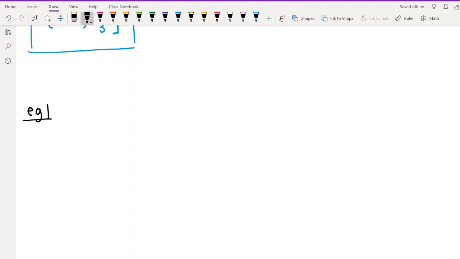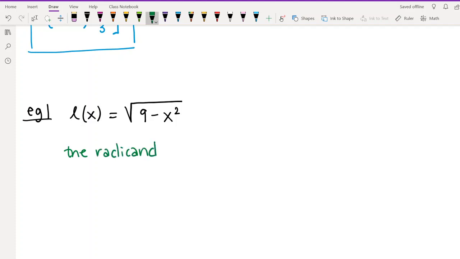Okay, so this next function, let's call it L of x. This next function is the square root of 9 minus x squared. So the way that we start this out is exactly the same as the last problem, right? So the first thing we need to say is, okay, well, anytime we have a square root with a variable inside, we need to make sure that the radicand cannot be negative. And so in this case, that means that we take the inside, which is 9 minus x squared, and we say that has to be greater than or equal to 0.